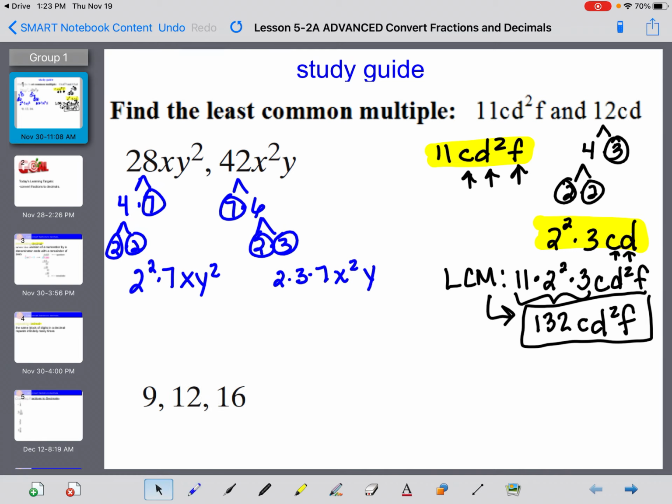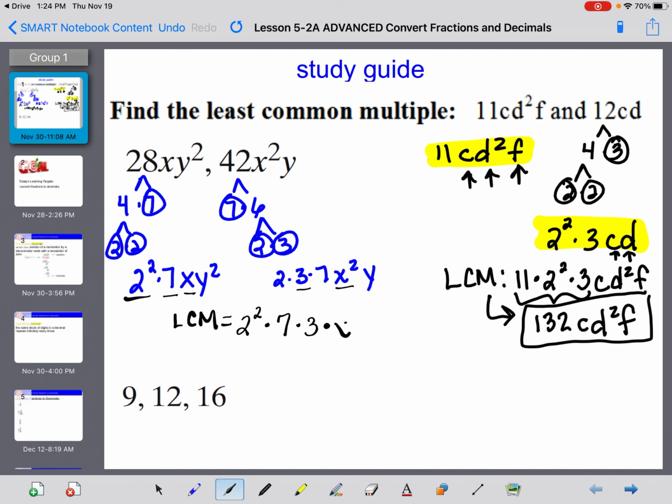My least common multiple being, I have a 2 squared and a 2. 2 squared is a higher power, so I use that. I have 7 and 7. They are equal, so I use 7. And then the other number I missed was 3. There's only one 3. X and x squared, x squared is the higher power. Y squared and y squared is the highest power.